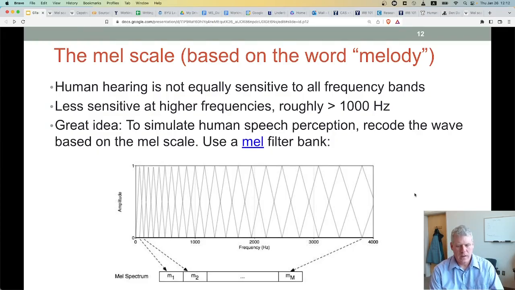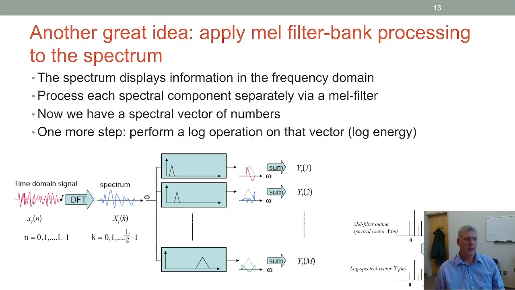So that's what a mel scale is, and we'll see that in speech processing. Another great idea is to apply the mel filter bank or mel scale processing to the spectrum. We know the spectrum displays information in a frequency domain. We can process each spectral component separately via mel scale filtering. And now we have a spectral vector of numbers. One more step is we can take the logarithm of that vector.